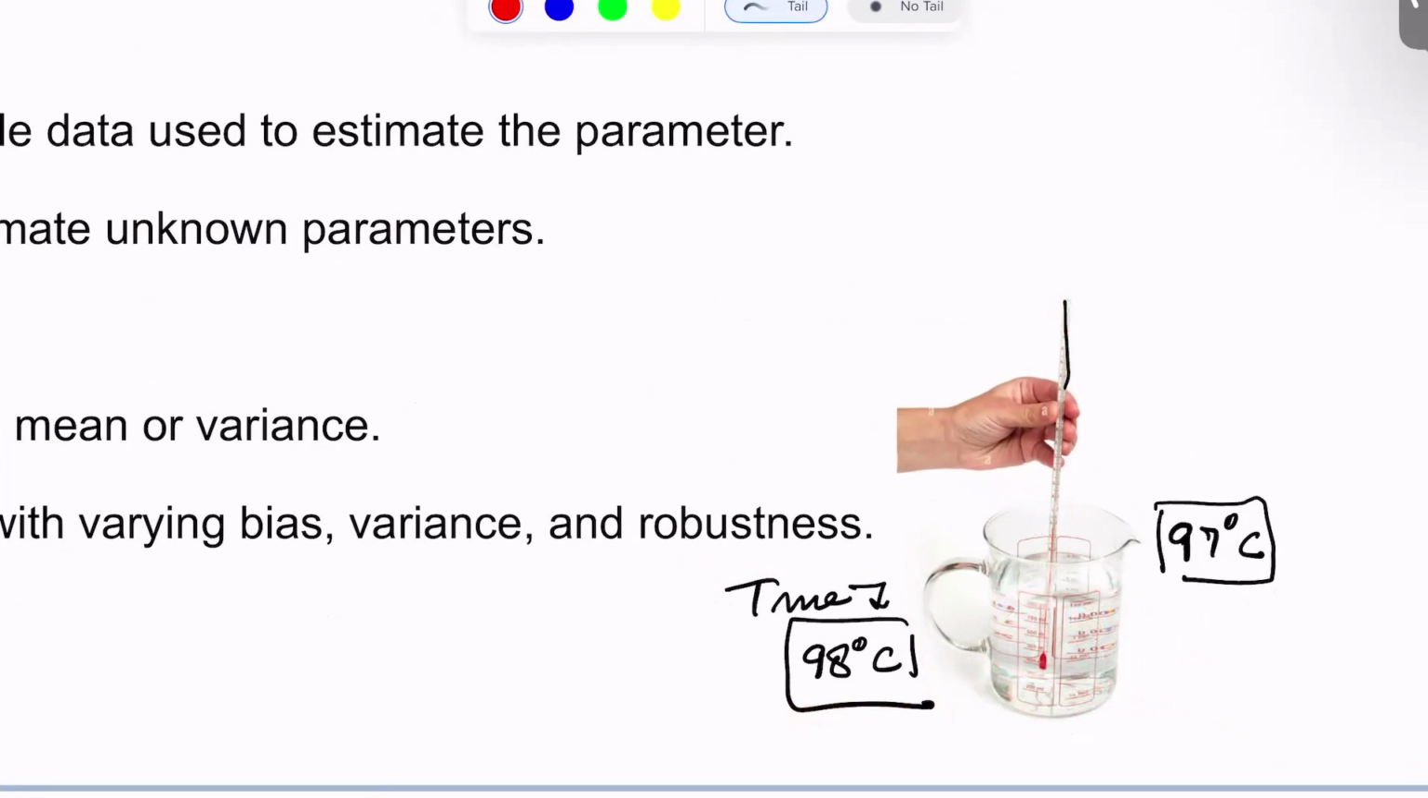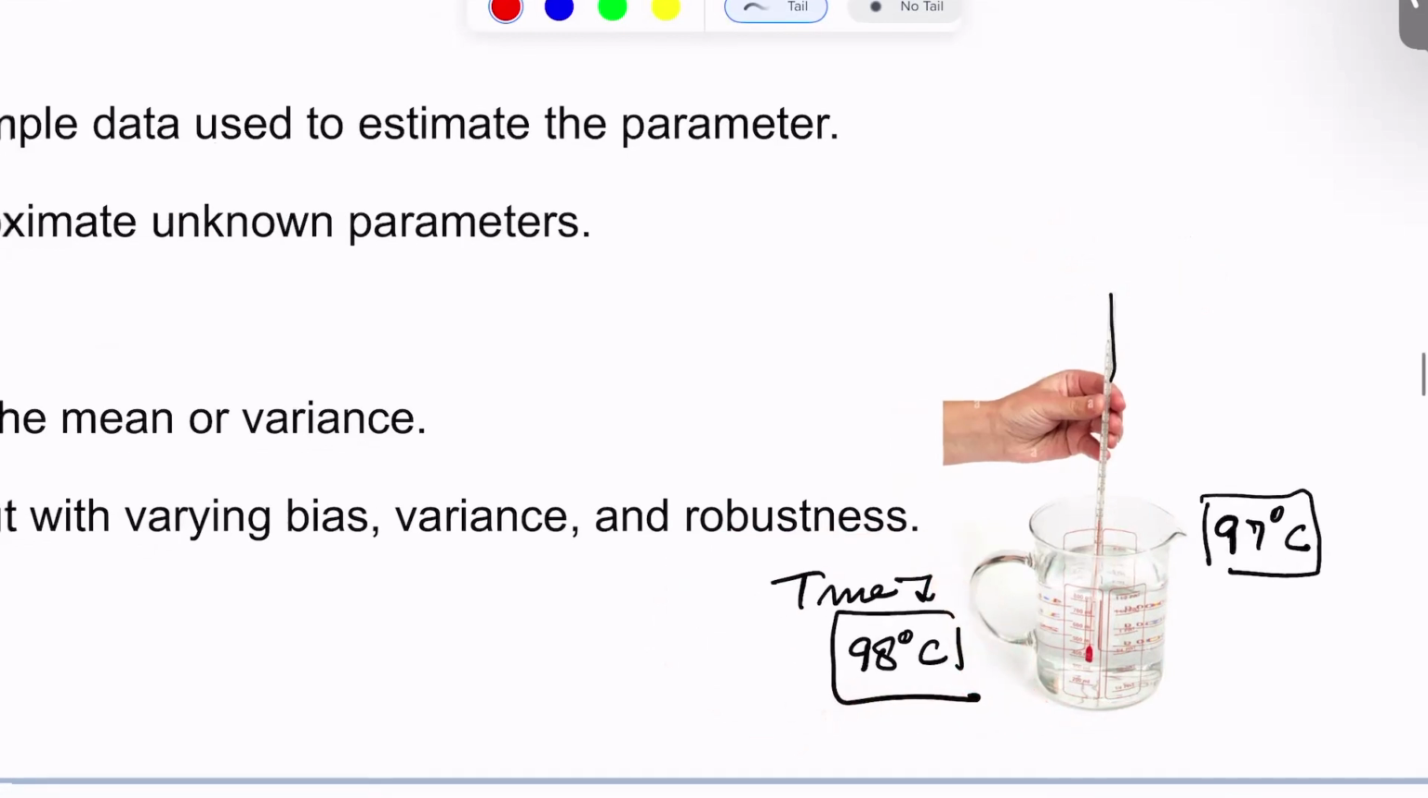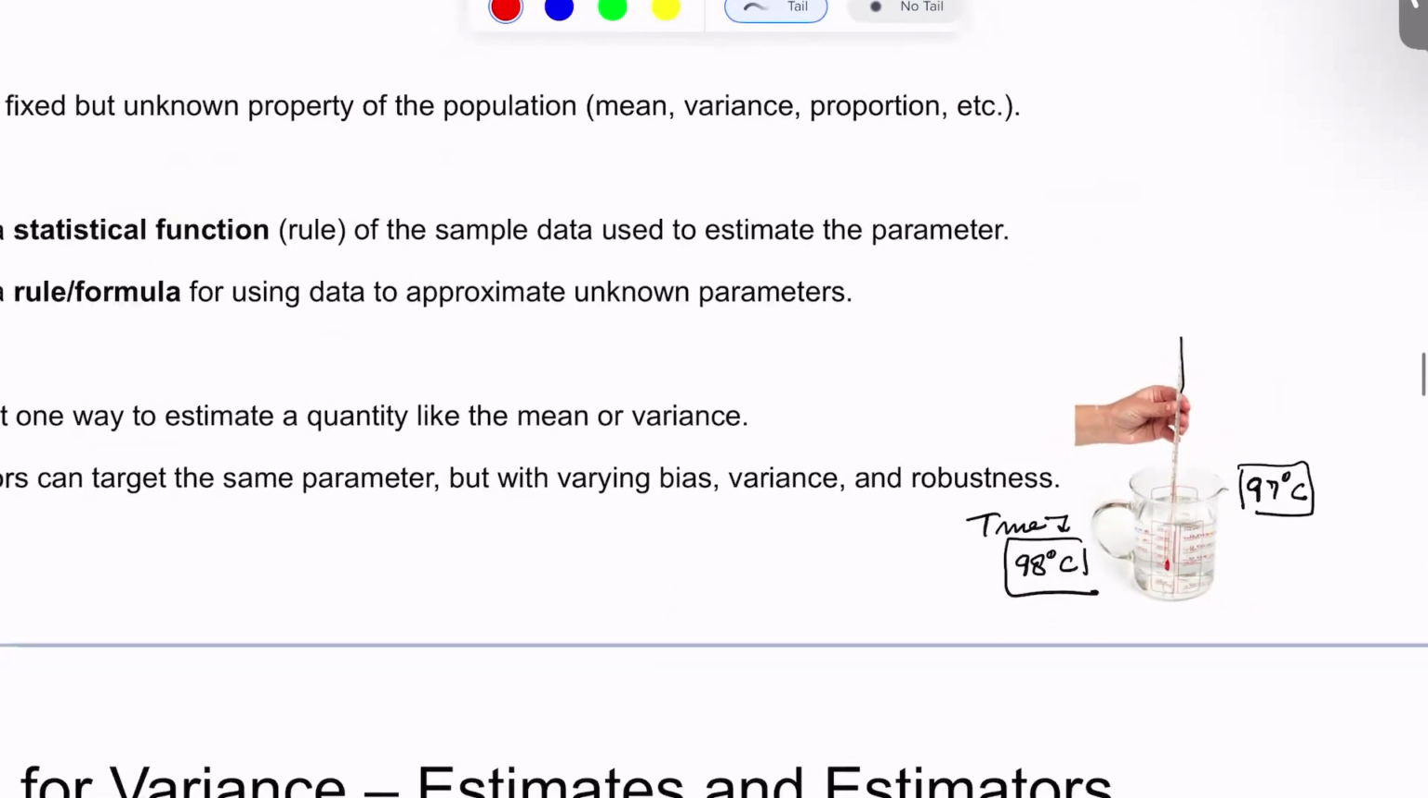So now we see that there are different ways of estimating the true temperature of the water in the jar. And if we use a different thermometer, that might give a different reading based on the accuracy or the material of the thermometer. So two different thermometers might also be considered as two different estimators to measure the true temperature of this water.